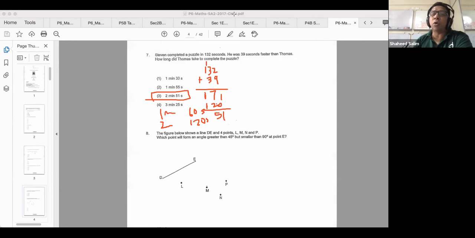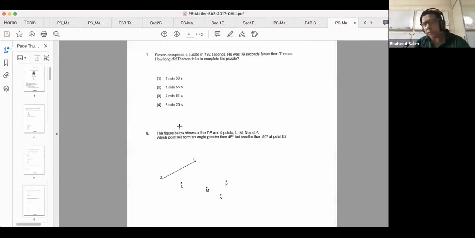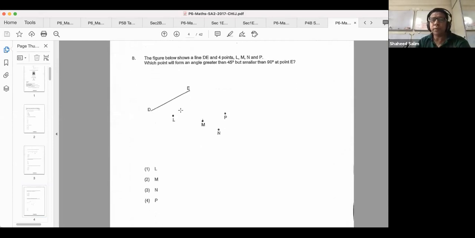So can you see Stephen now? He finished in 132 seconds. He is faster than Thomas. So Thomas is slower. Thomas takes a longer time. So if I'm going to draw a model, this is now Stephen. And Thomas might be longer. Why longer? Because he is slower. Slower means you must take a longer time. And this is 39 seconds. So because of that, you have to plus. 39 plus 132, you get 171. Then you divide by 60. Are we okay? Yes, sir. So remember, these are questions you must not throw away marks. Okay, you try the next one.